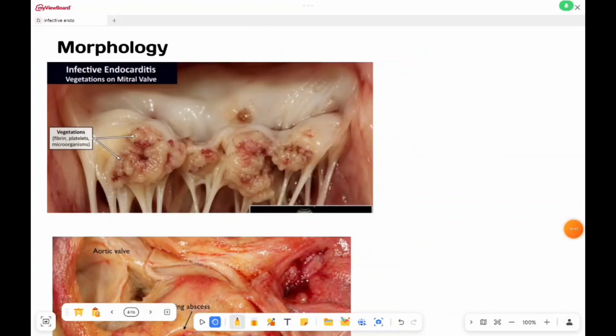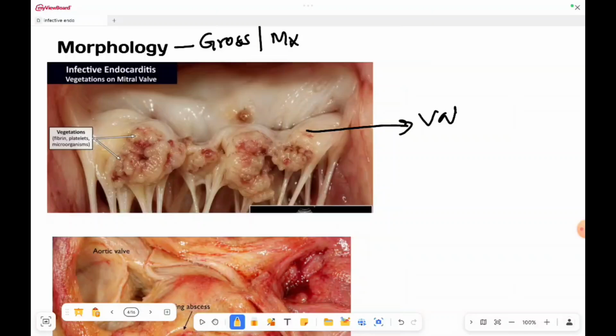Now let's go into morphology. In morphology there are gross features and microscopic features. First we will talk about gross features. So this is a valve and these are chorda tendinae.